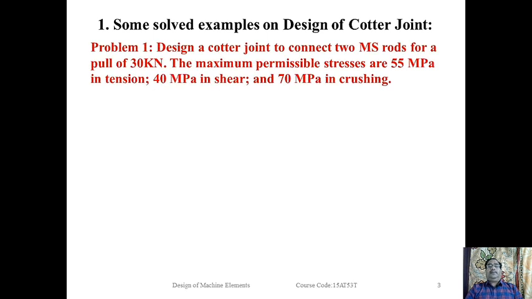Problem number 1: design a quarter joint to connect two MS rods for a pull of 30 kilonewton. The maximum permissible stresses are 55 megapascal in tension, 40 megapascal in shear and 70 megapascal in crushing.